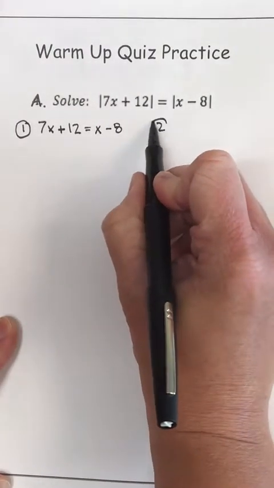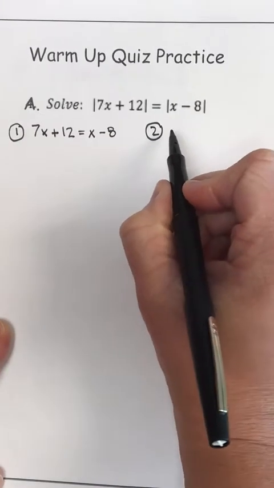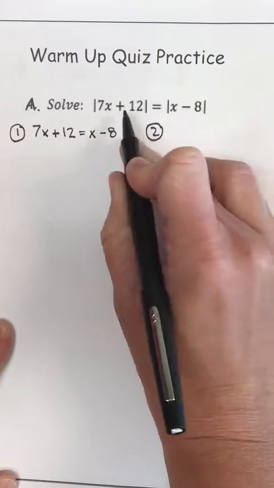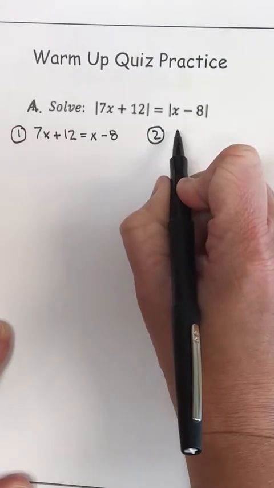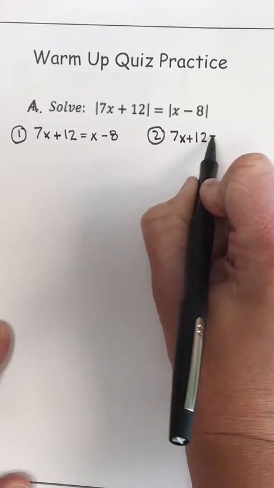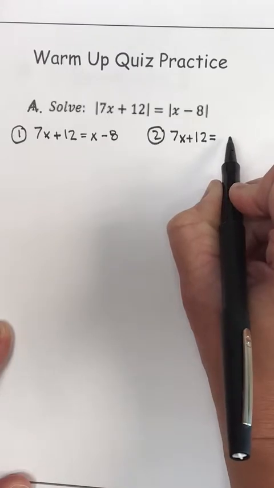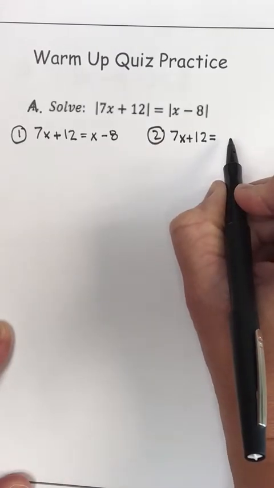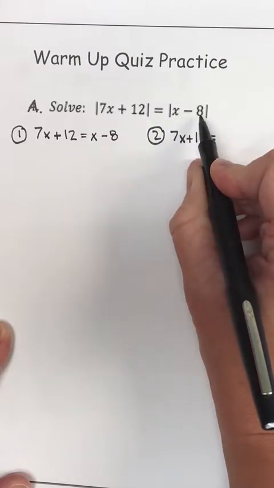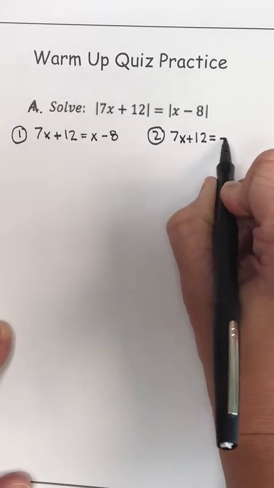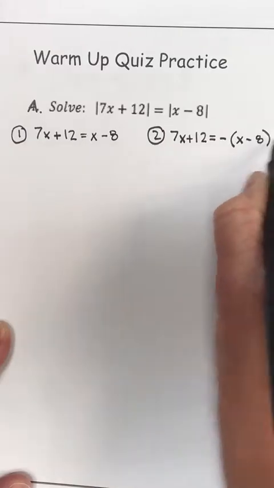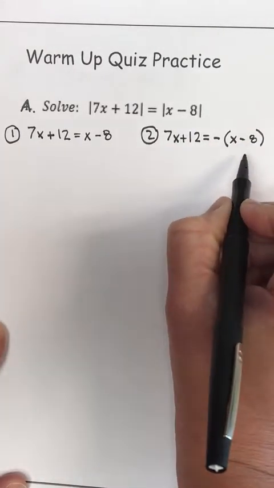The second case, you make a couple changes. One side of the equation will stay exactly as it is, so 7x plus 12, and here's the change. The other side of the equation must be the opposite of what you started with. So the opposite of positive x and the opposite of negative 8. You take a minus sign and distribute it to both parts on the right side of your equation, and this will be how you get your second solution.